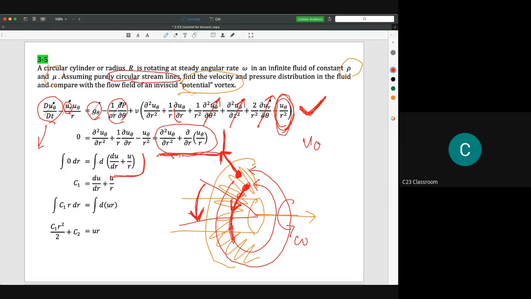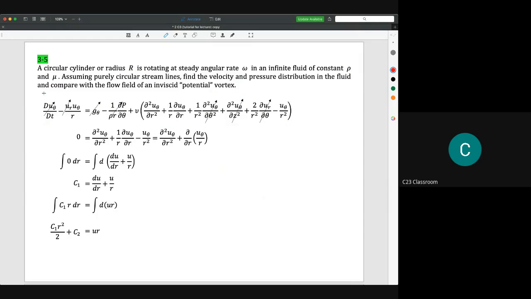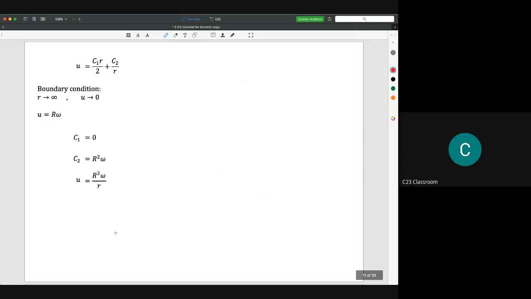Then we integrate both sides, so we have this constant. We integrate again, so we will get this one. Then we could have the term C1 r square over 2 plus C2 equal to u r. This is the velocity distribution, and then we need to find C1 and C2, so we need to substitute in the boundary conditions.